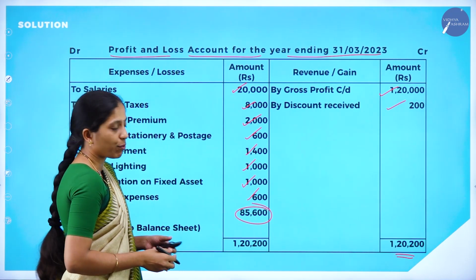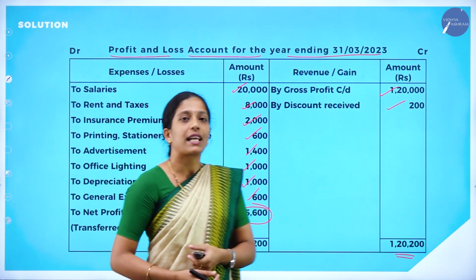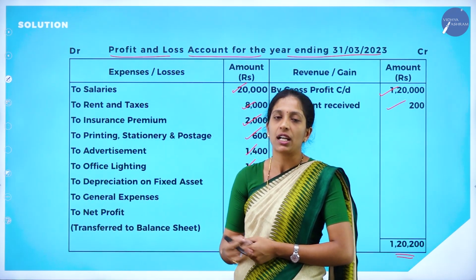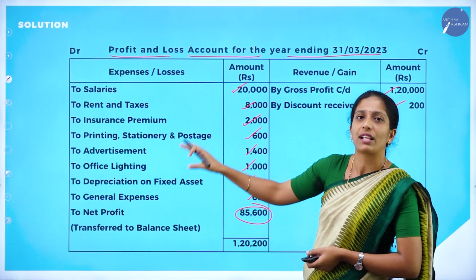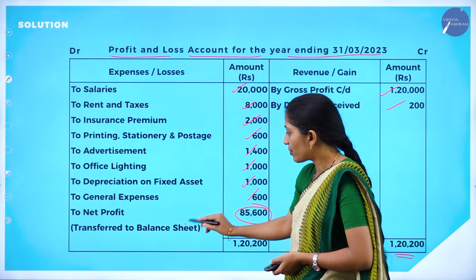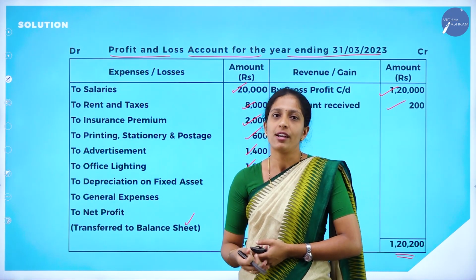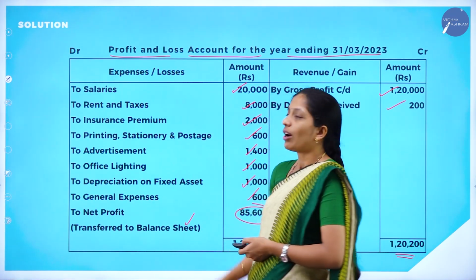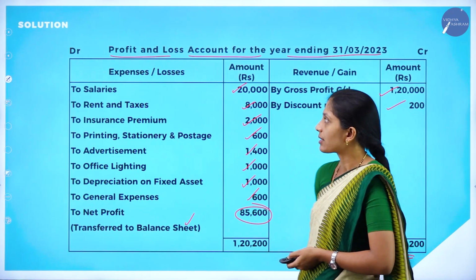So how did you get net profit? 1,20,000 minus all these expenses, so you will get net profit. Why is it net profit? Because your income or revenue or gain side is more than your expenses. So I'll write to net profit. Where will it be transferred? To the balance sheet. So while preparing the balance sheet, you will continue with your net profit. So this is how you have to prepare a profit and loss account. Very simple question for 6 marks.